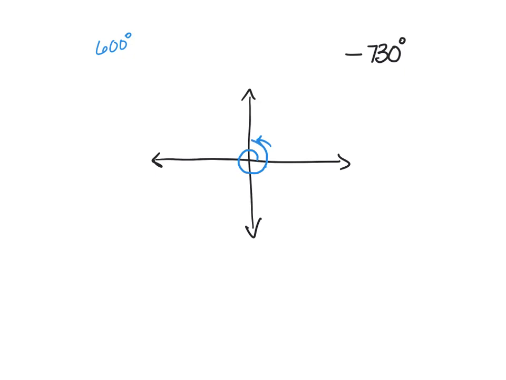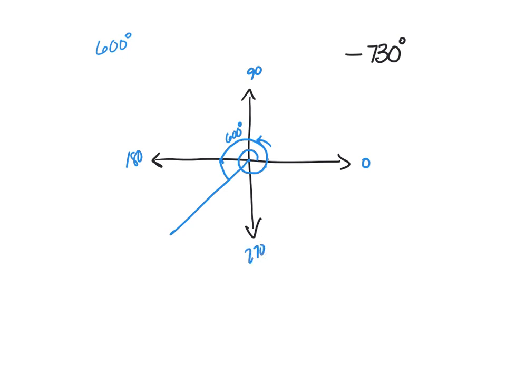So this is 90, 180. And down here is 270. So 240 more would be somewhere around here. And this would be 600 degrees. That's 0, 90, 180, and 270.